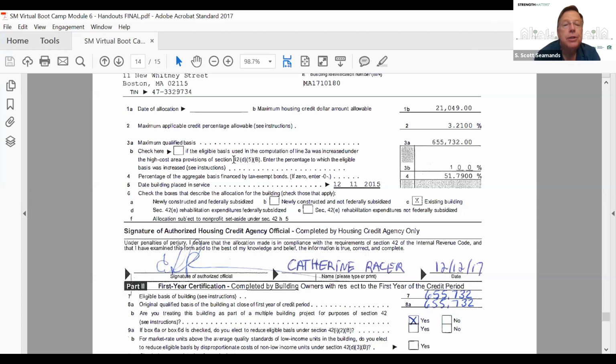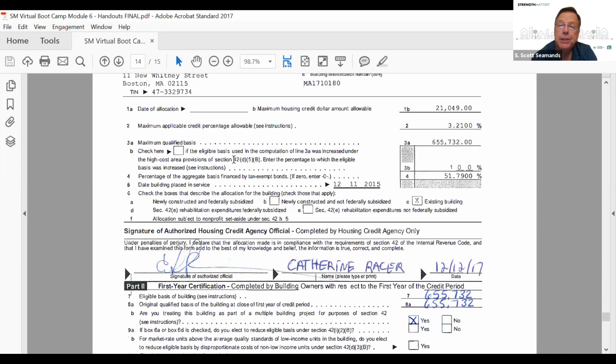And then it shows the percentage of aggregate basis financed by tax-exempt bonds. So a few weeks ago, we talked about the 50% test, and we said that if this number is not more than 50%, that means that the project was not primarily funded with tax-exempt bonds, and that would be bad. So you always want to make sure it's more than 50%. In this case, it was 51.79%, so it just barely made it over the hurdle.